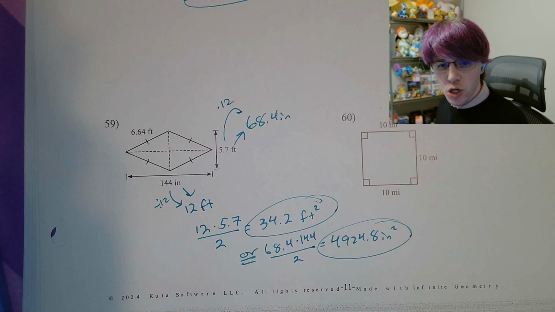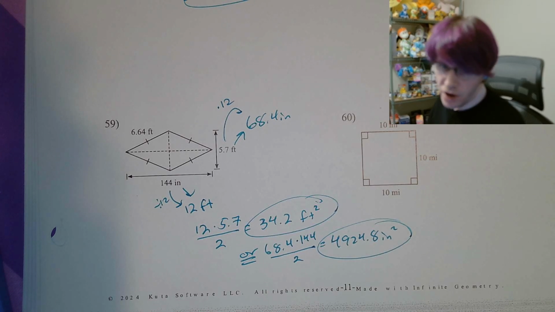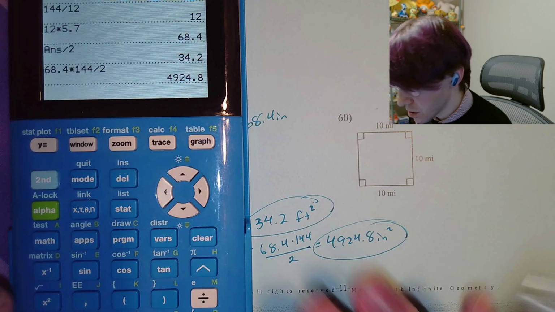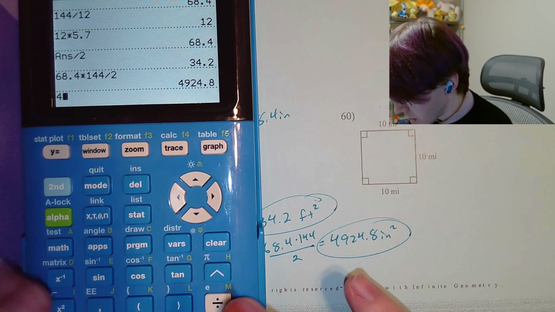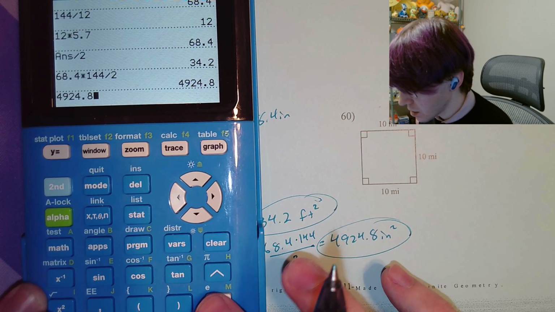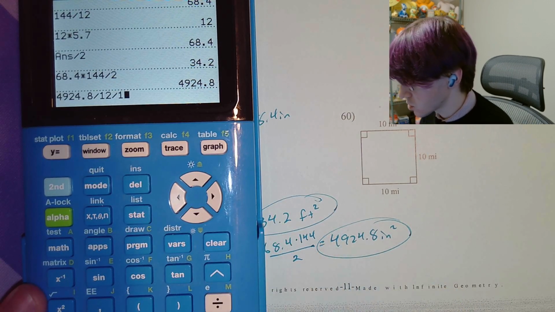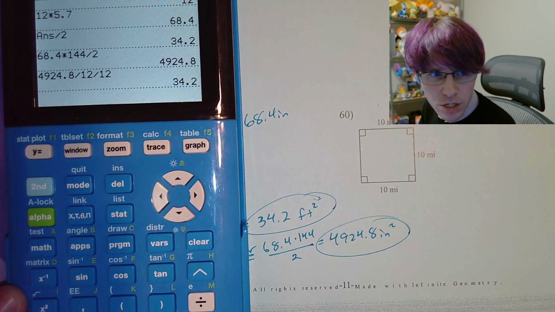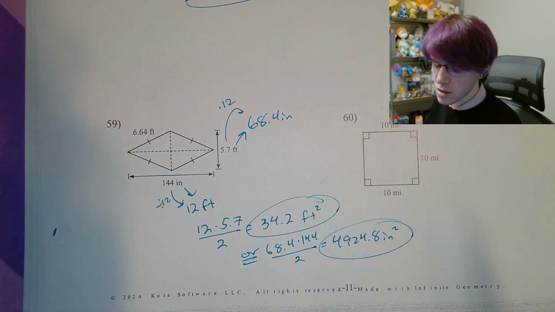And if you wanted to show that these are the same thing, because you divide by 12 to go from inches to feet, you divide by 12 twice to get from inches squared to feet squared. So if I simply took that 4924.8 and divided by 12 and then divided by 12 again, you'll notice I get that 34.2, same exact answer as the feet.